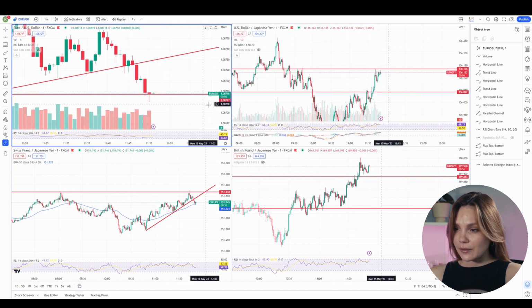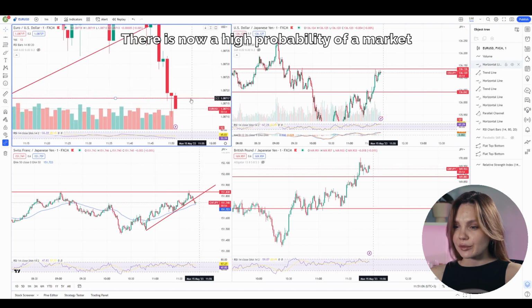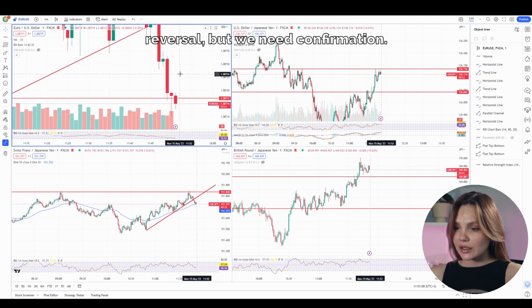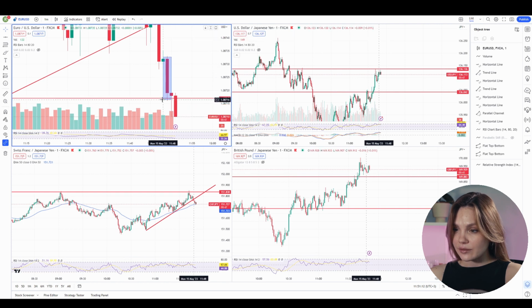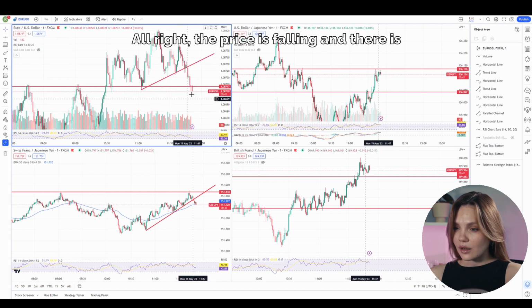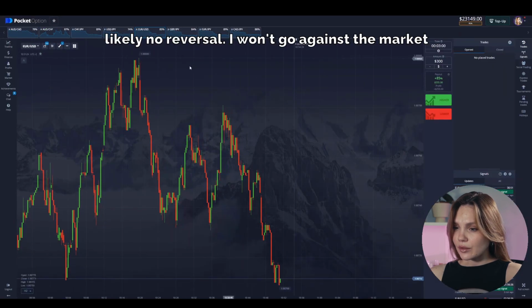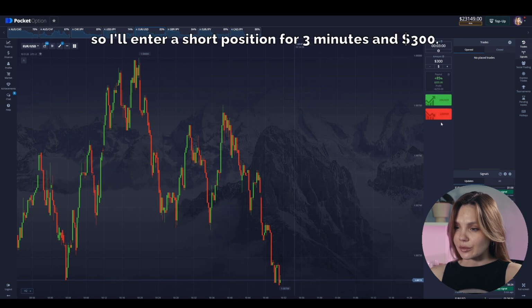Look at this long wick. There is now a high probability of a market reversal, but we need confirmation. It will be a candle of at least this size. Alright, the price is falling and there is likely no reversal. I won't go against the market, so I'll enter a short position for 3 minutes and $300.